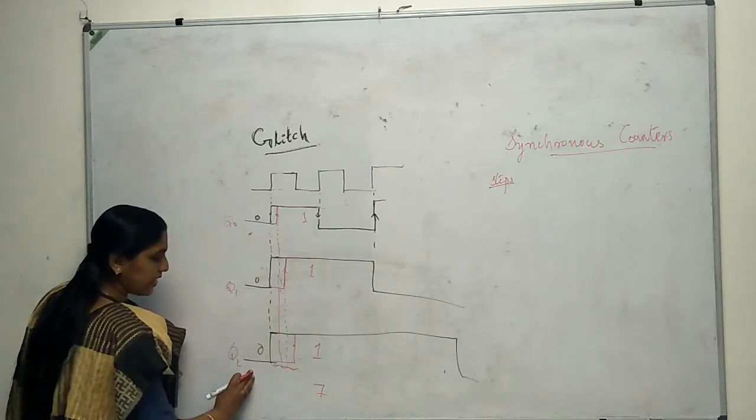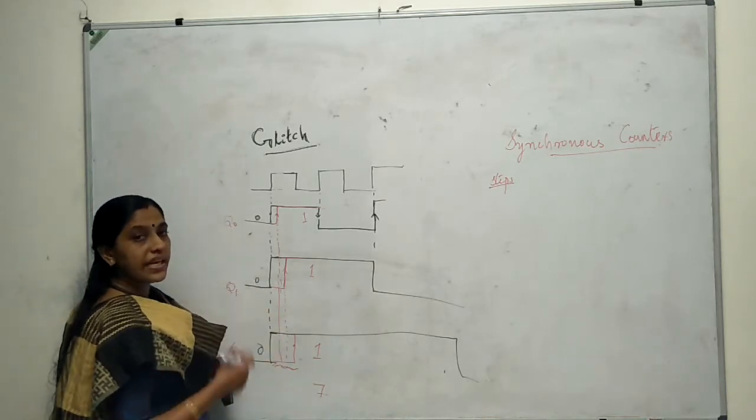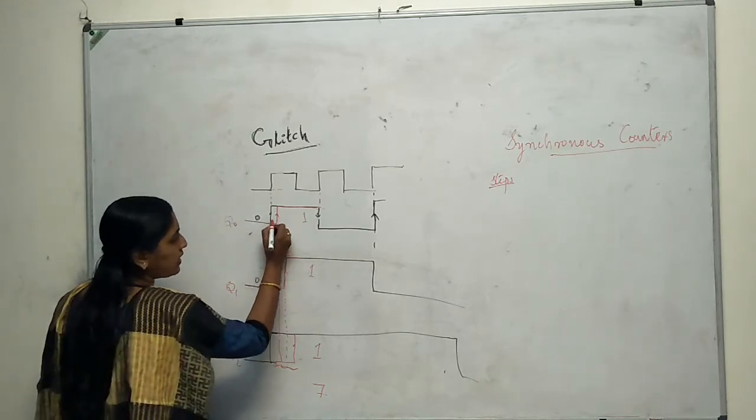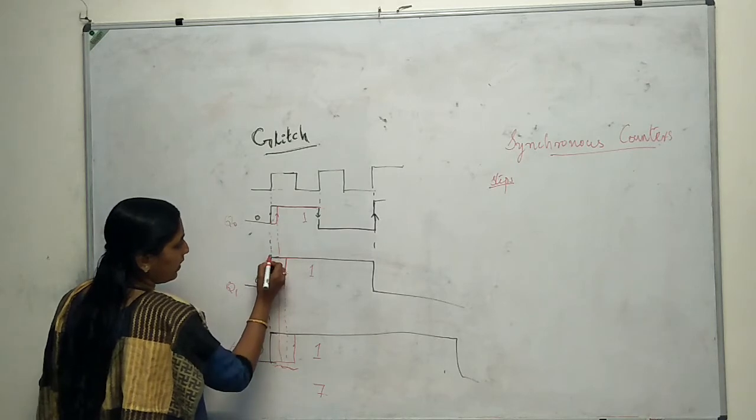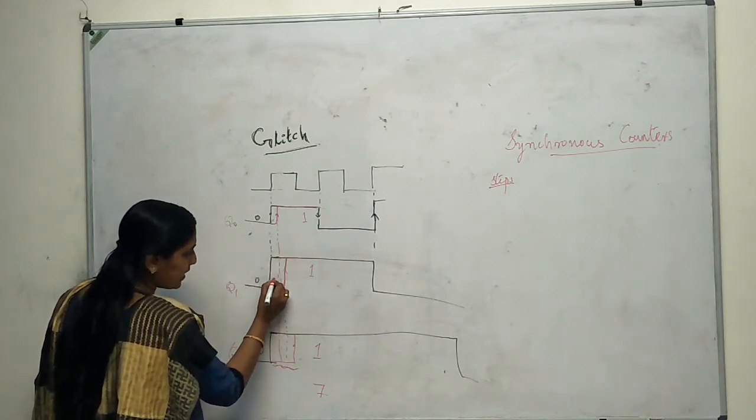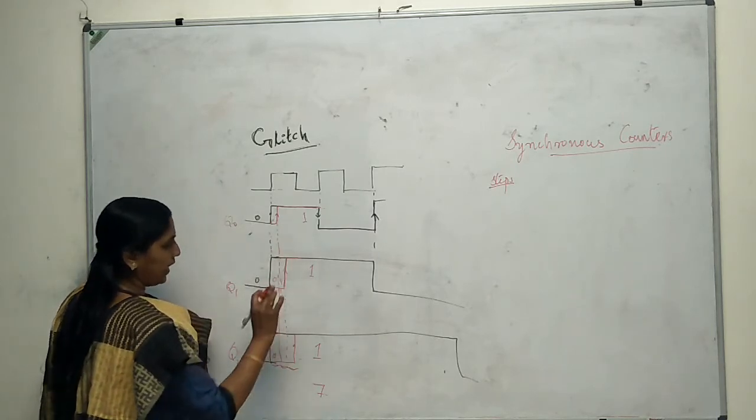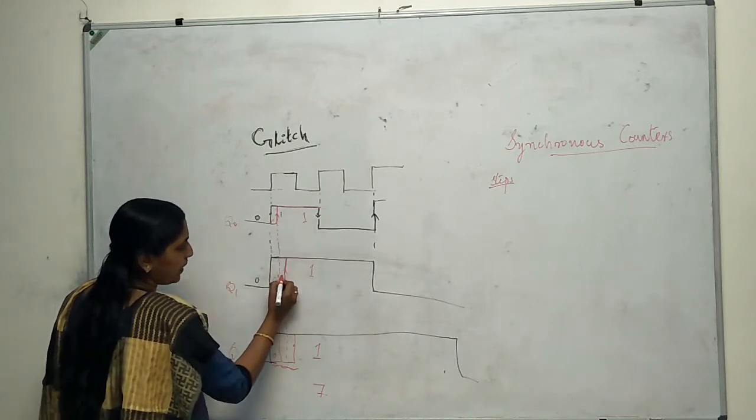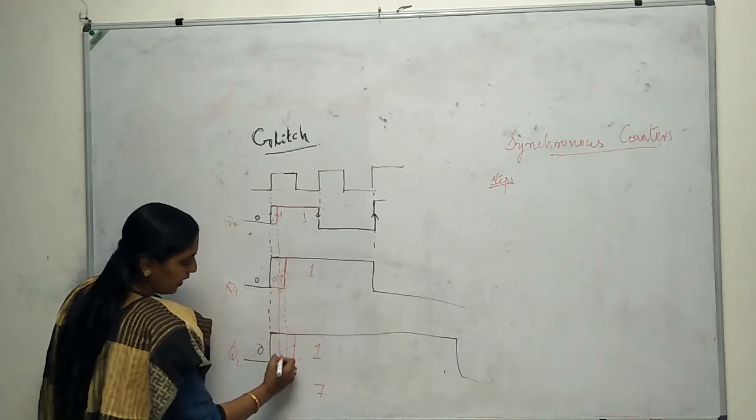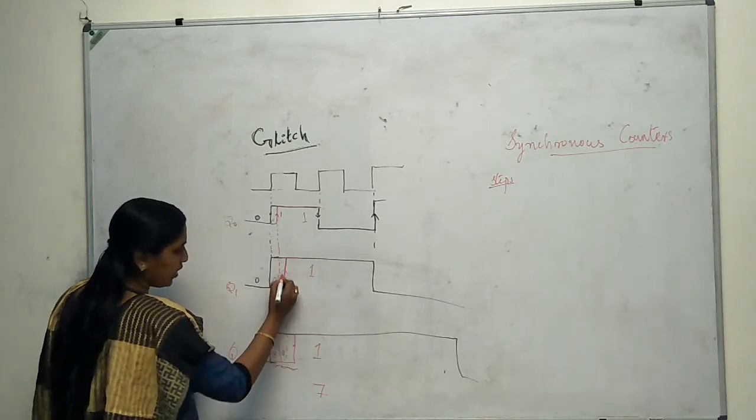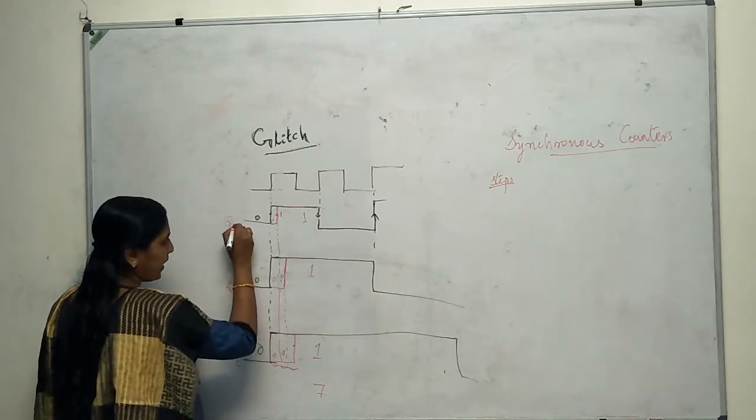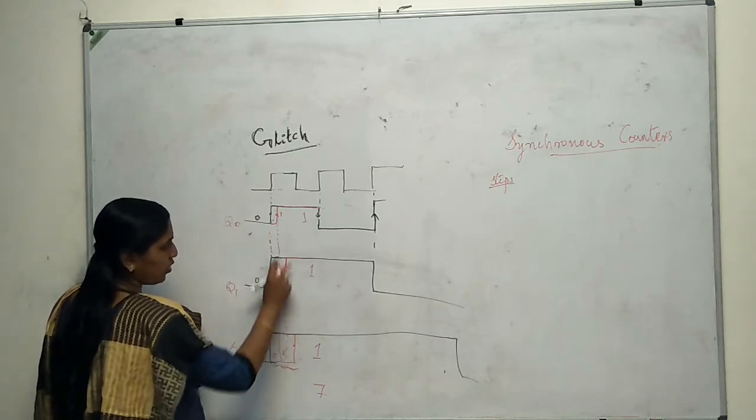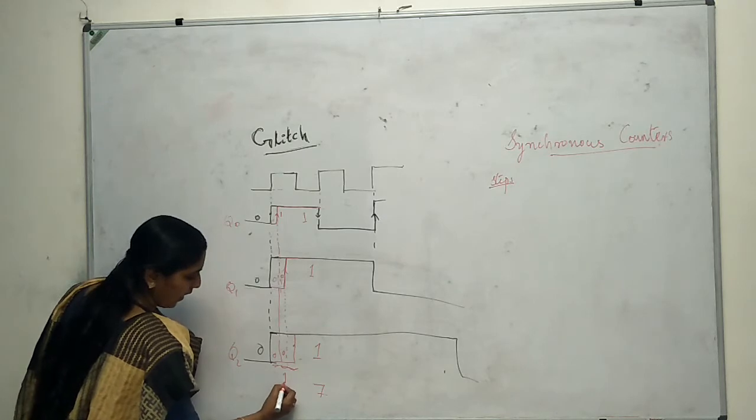But between this 0 and 7, some state transitions are happening. How? See here, this is 0, and here this is 0, and here this is 0. That's fine. But take the next one. Here it becomes 1, and here this is 0, and here also this is 0. So what is 001? 001 is 1.